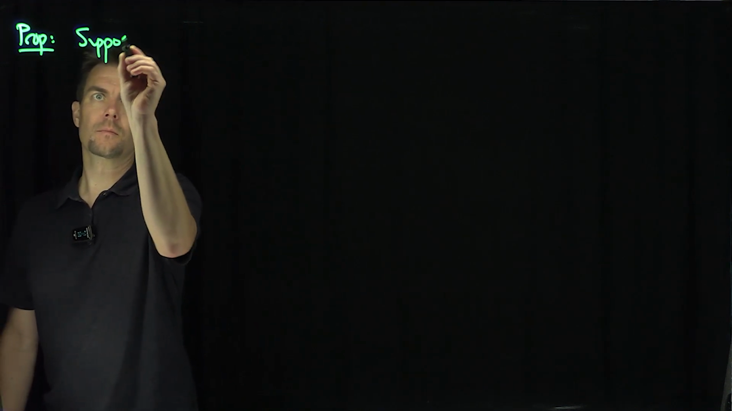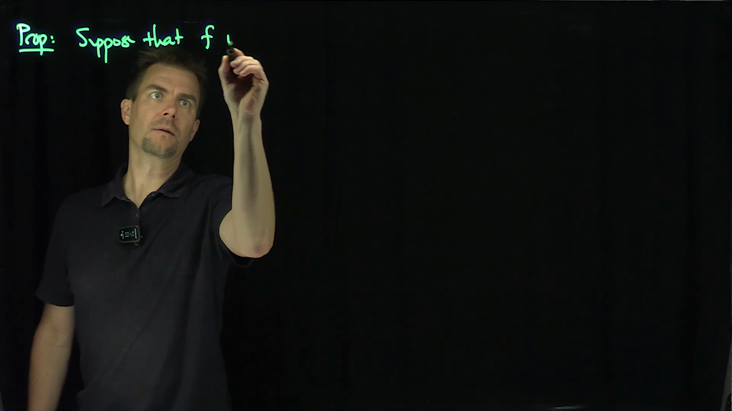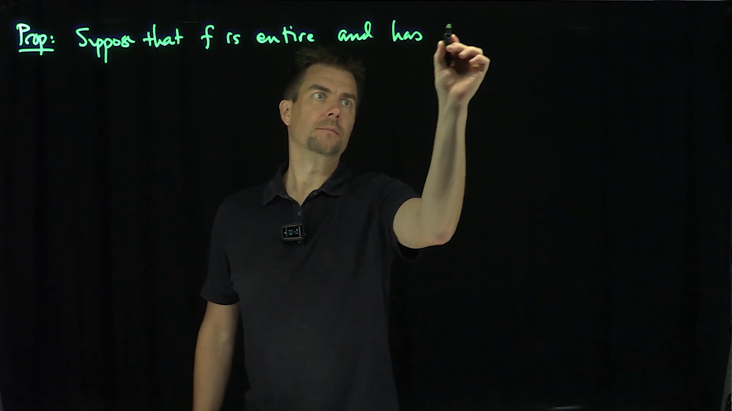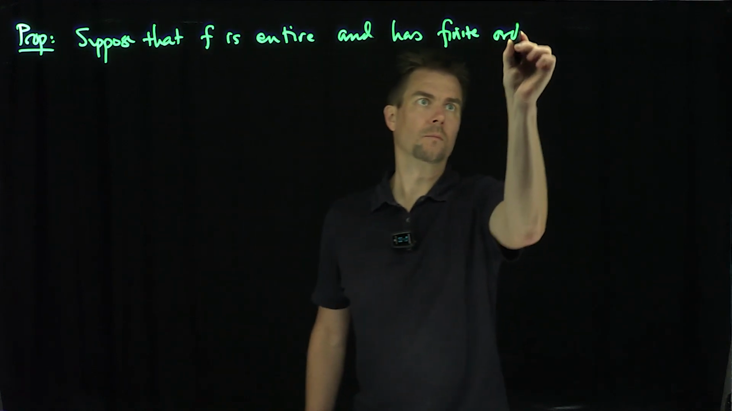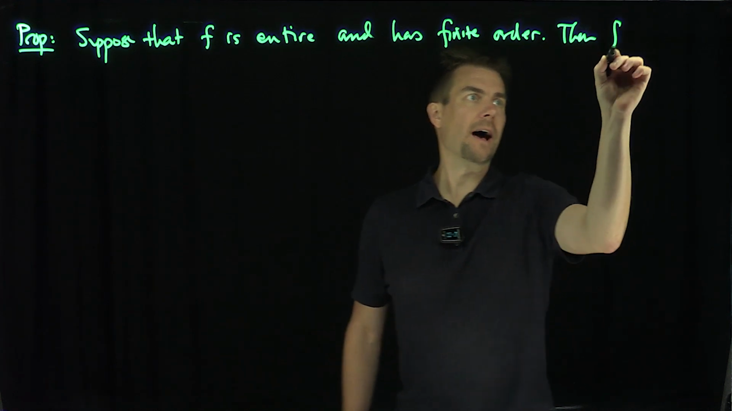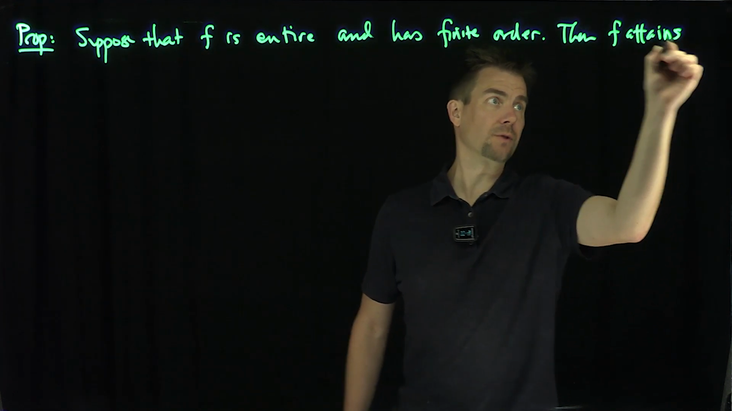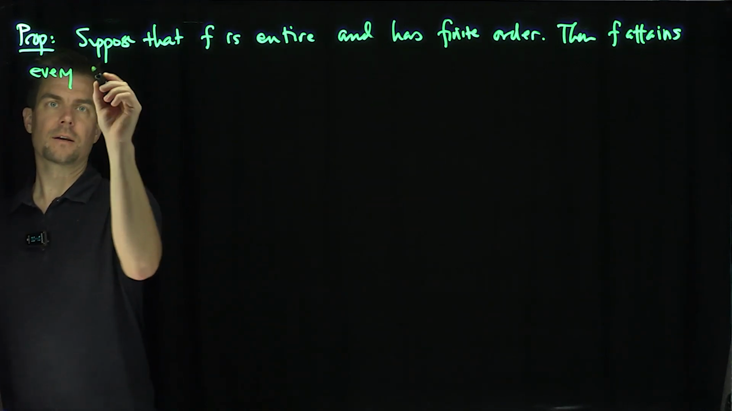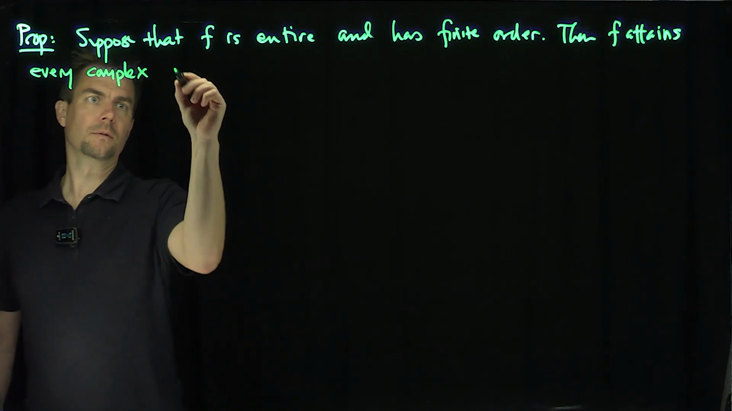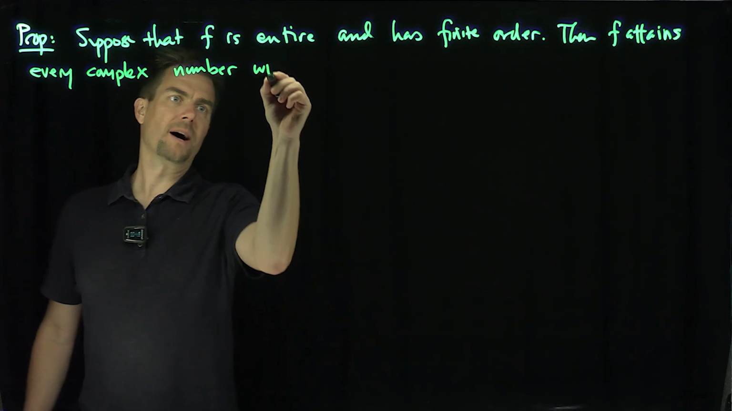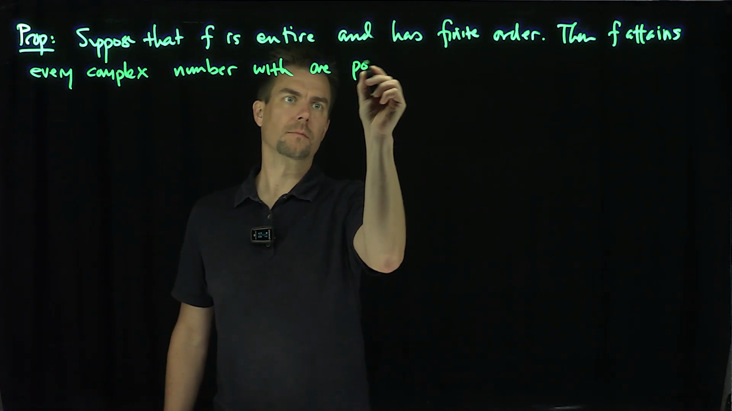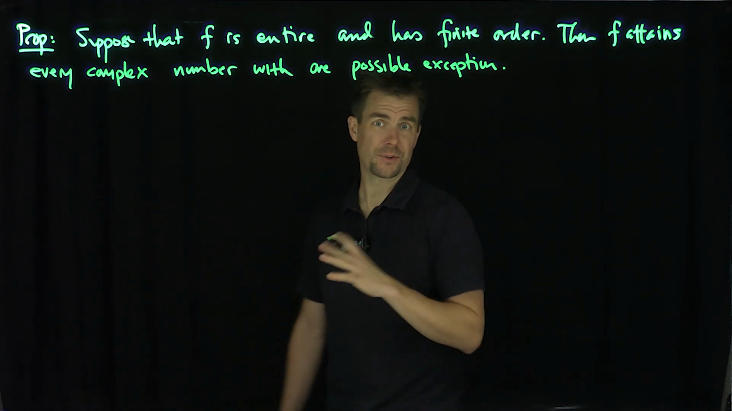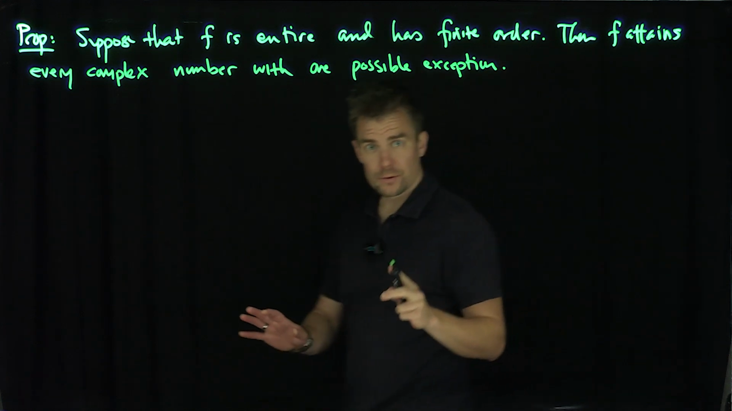Suppose that f is entire and has finite order. Then f attains, or achieves, or takes on all the values, every complex number, with one possible exception. Like the exponential of z can't be 0, right? That's an exception. Okay, so let's prove this by contradiction.